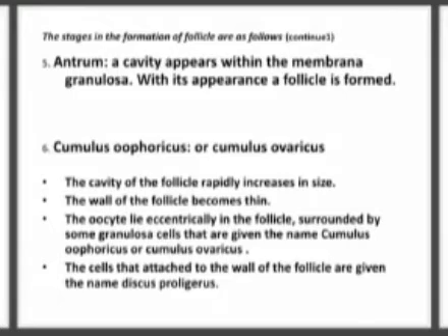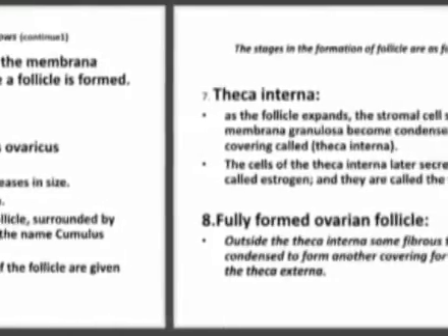The cavity of the follicle rapidly increases in size. The wall of the follicle becomes thin. The oocyte lies eccentrically in the follicle, एक तरफ को lie करता है, surrounded by some granulosa cells that are given the name cumulus ovoricus or cumulus ovaricus. The cells that attach to the walls of the follicle are given the name discus proligerus.